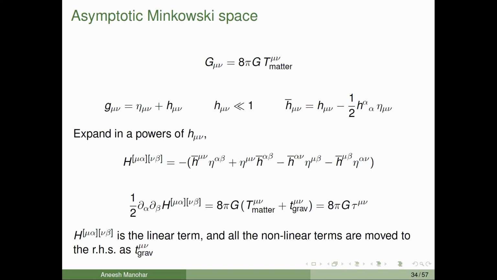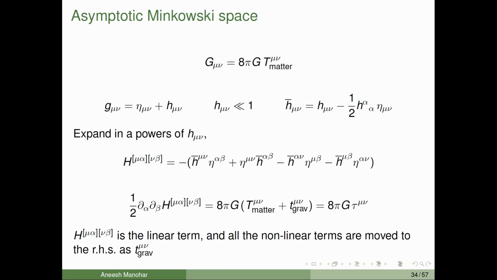So if you look at asymptotic Minkowski space, you can take Einstein's equations and linearize them by writing the metric as eta mu nu plus h mu nu and expanding out. The linear terms you keep on the left-hand side, and all the quadratic and higher order terms you switch to the other side and call T mu nu gravity. And the linear term turns out to be some combination of the stress tensor, the metric and its two derivatives.